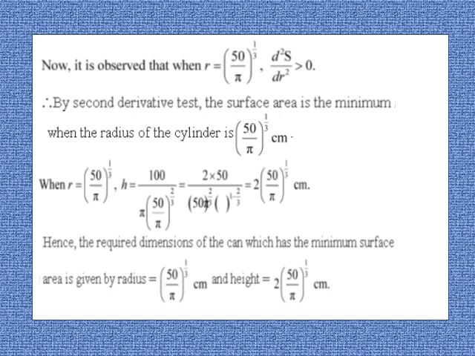Now since we needed the dimensions, we have the radius. Now we need to find the height. So putting the value of r in the h, we will get h equals 2 into 50 upon pi power 1 upon 3 centimeter. Clear? So we have the required dimensions of r and the height. So pause and note down the solution.